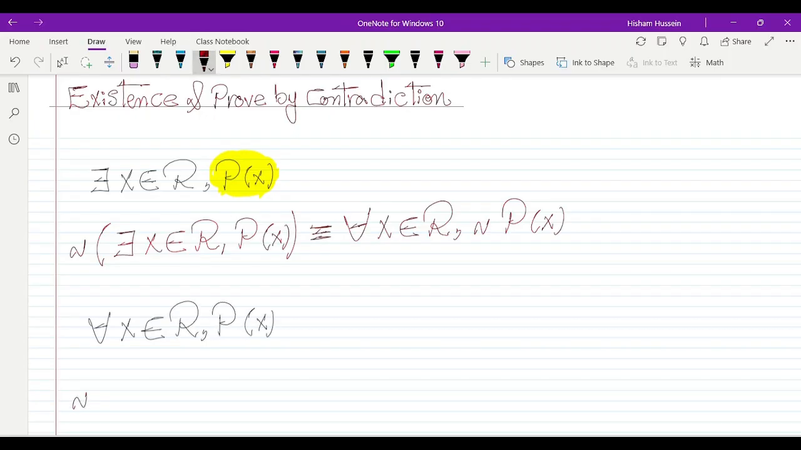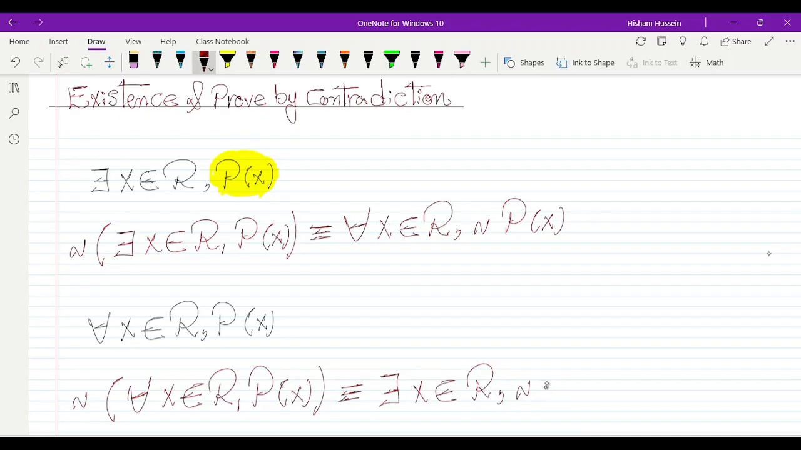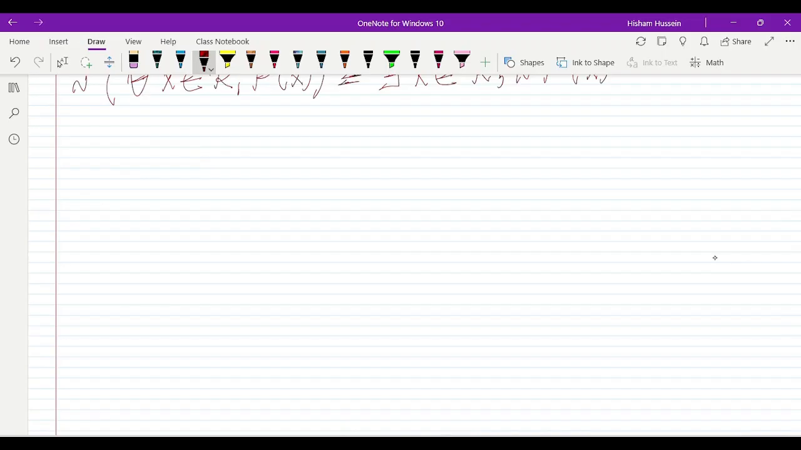What if we have the statement for all X belongs to R, P of X? The negation of the for every statement is equivalent to there exists X belongs to R on condition that the negation of P of X. So based on these points, we need to show the difference between how to prove and how to disprove.